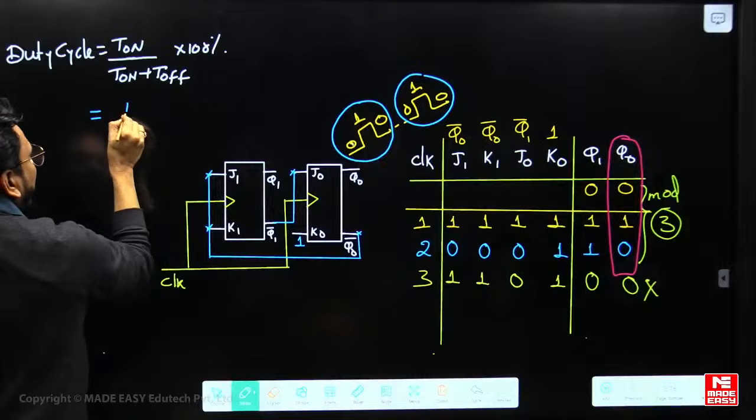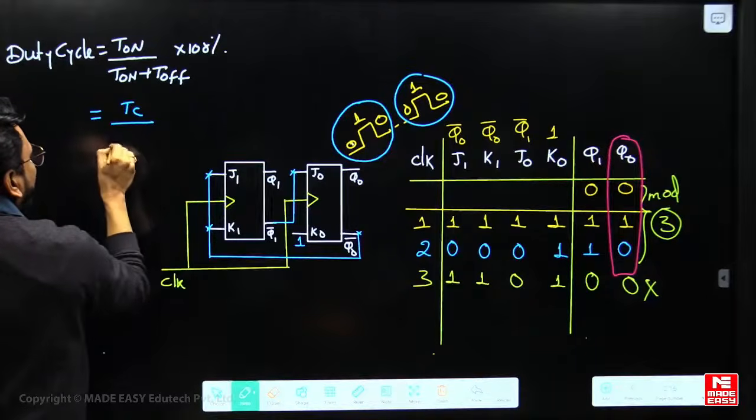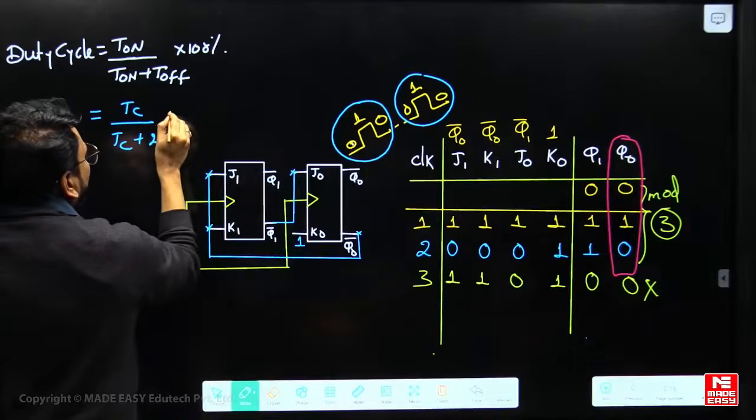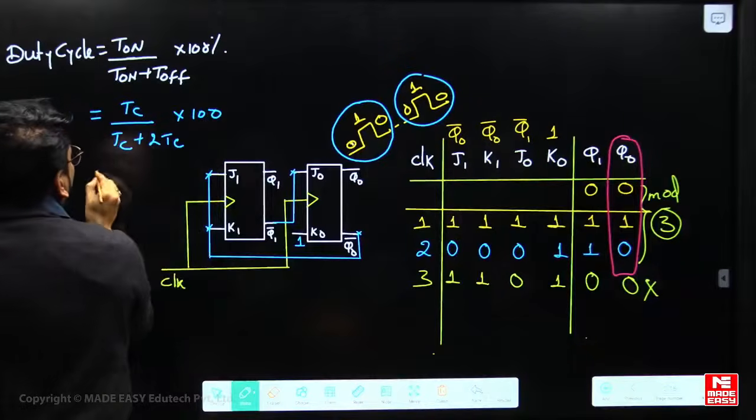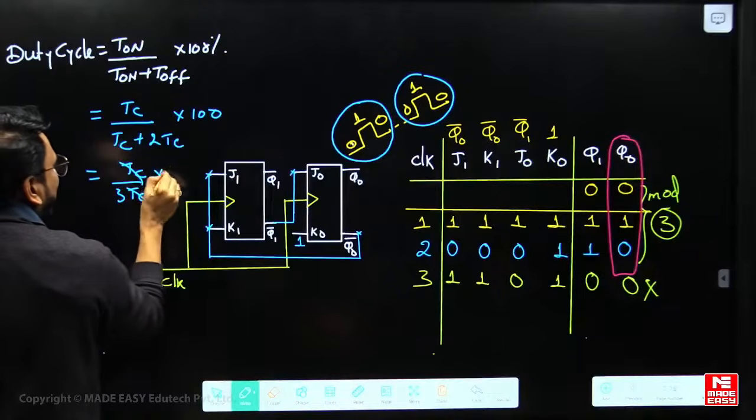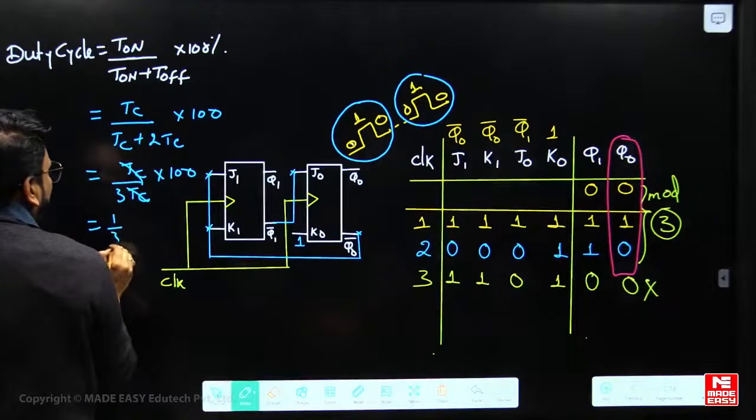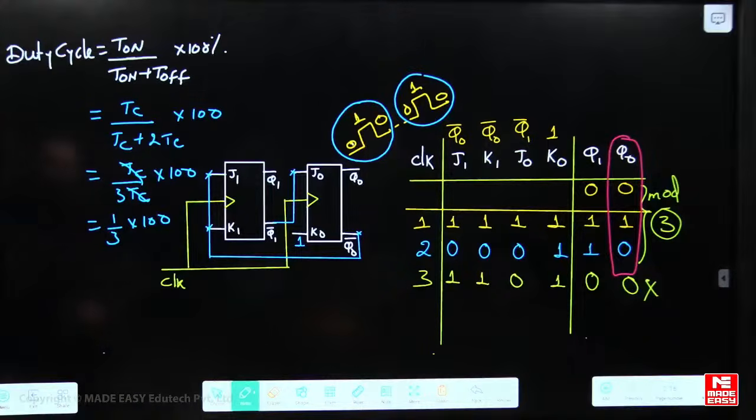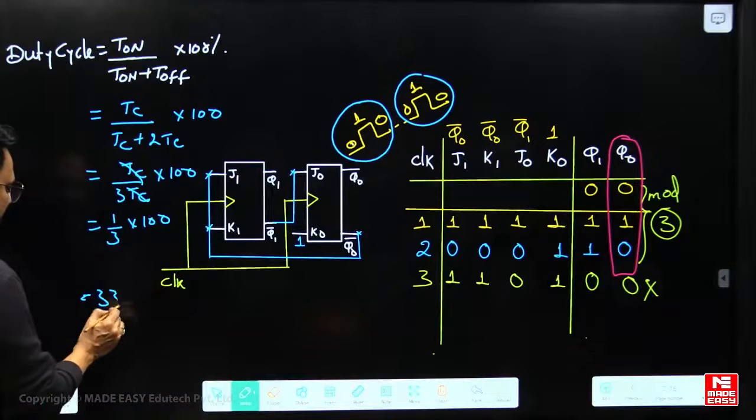So it is going to be TC. T on is 1 TC, T off is 2 TC, into 100. That means it's going to be TC by 3 TC. TC is cancelled, so that is 1 by 3 into 100. Got it, all of you? So it's going to be 33%.